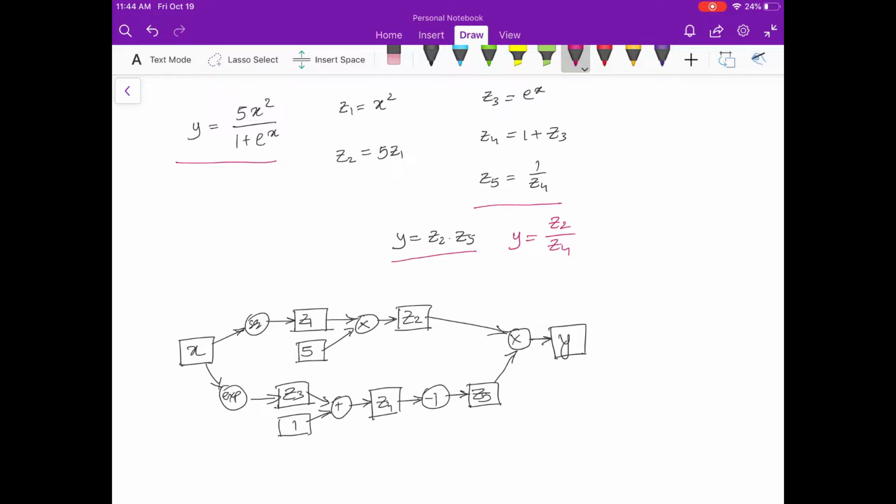And the corresponding change in the compute graph is z4 goes to this inverse operation, comes out as z5, and then we multiply it with z2 to give us y. Okay, so with that out of the way, let's do the backpropagation graph for this.